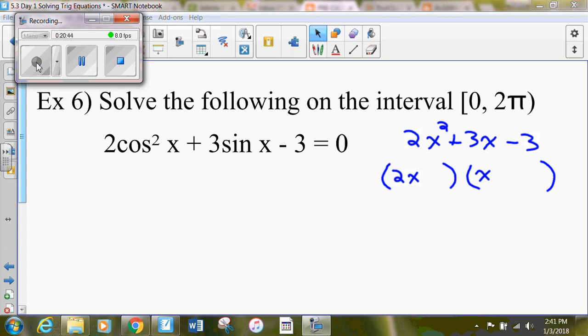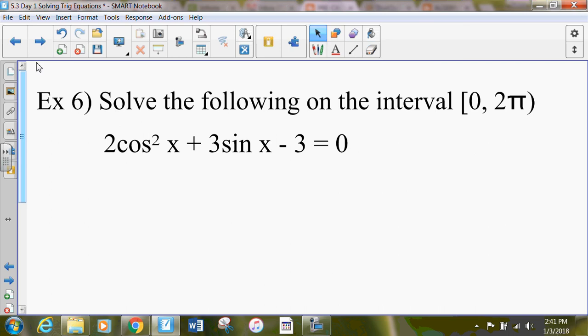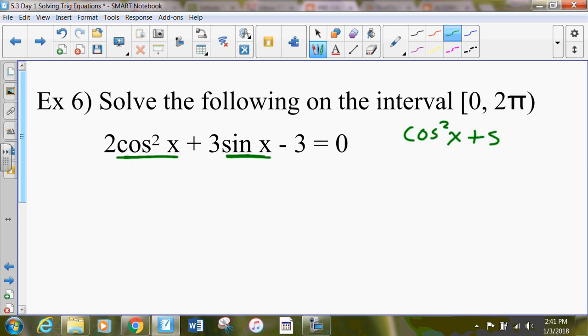I was not observant, but hopefully you guys were observant, and you're probably telling me, no, Miss Overby, we're not ready to do the quadratic formula, or not quadratic formula, but factoring, and we're not because look, this is a sine and this is a cosine. We've got to have the same trig function. So we're going to remind ourselves about something with cosine squared x. We know that cosine squared x plus sine squared x equals 1. And we're like, oh, this is awesome.